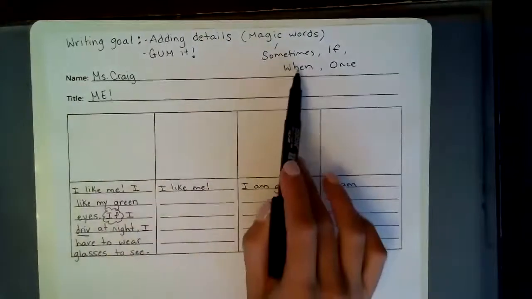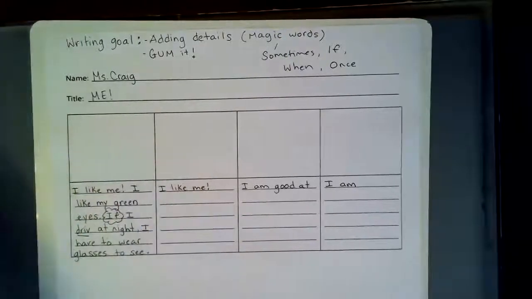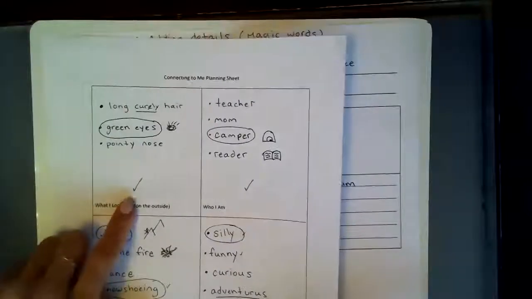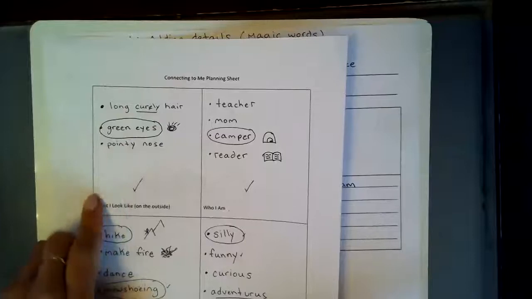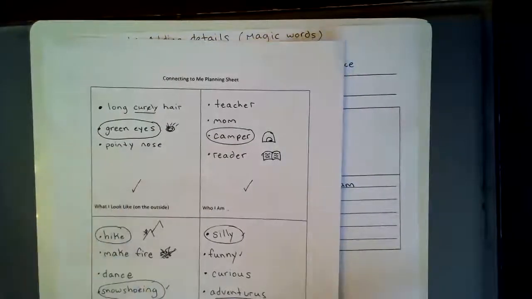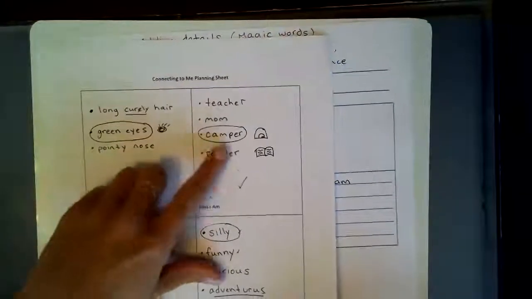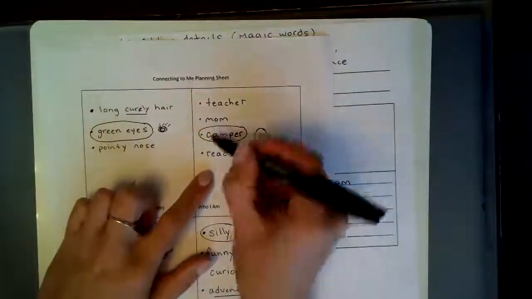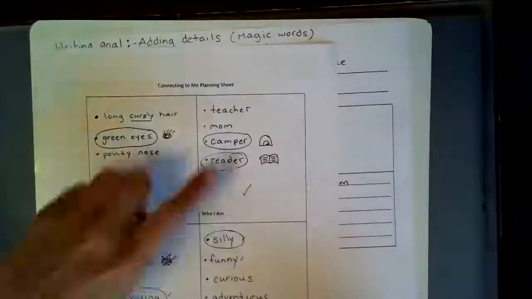So because I was using a magic word, I was able to come up with something from my memory pocket to share about my eyes. All right, so now I have finished my what I look like. Just one idea, that's all I need. Now I'm ready to move on to the next one. So who I am, and I'm going to choose reader. So I'm not going to use camper anymore. I'm going to use reader.